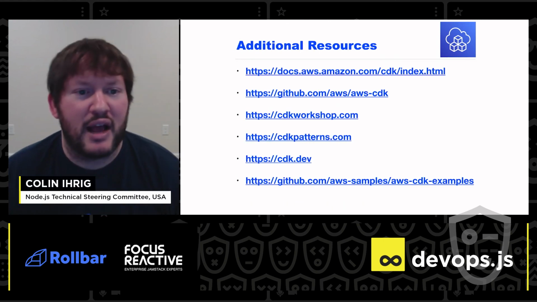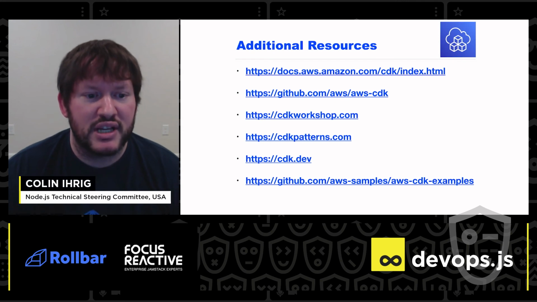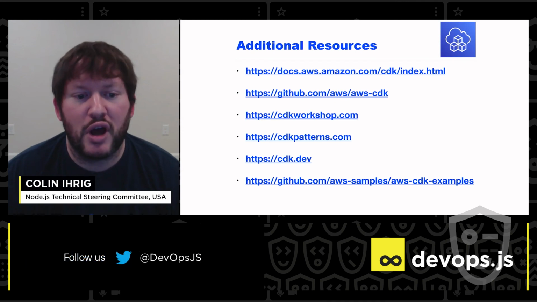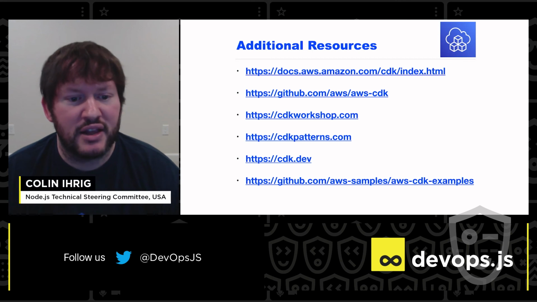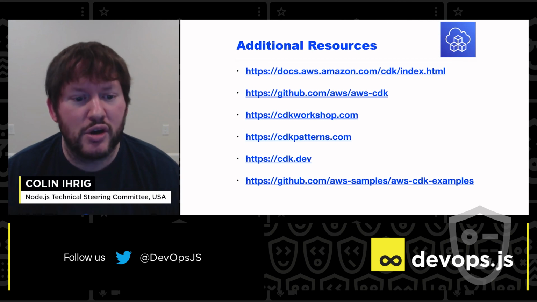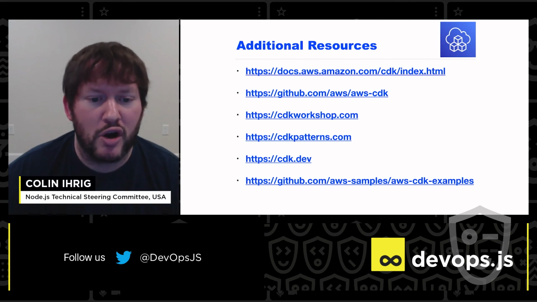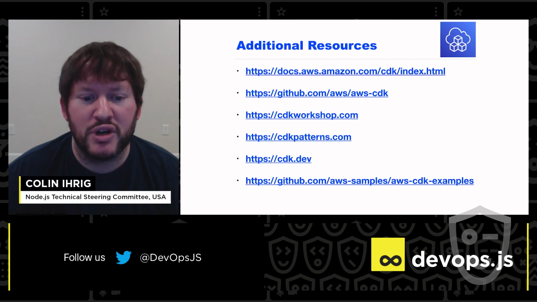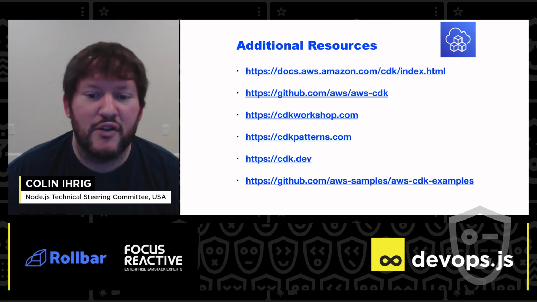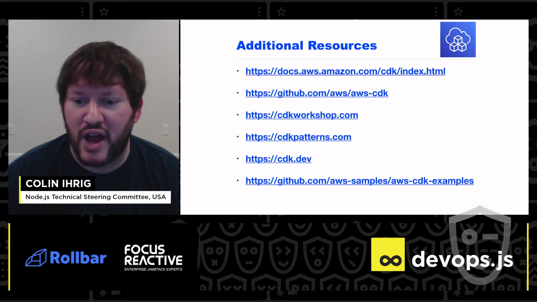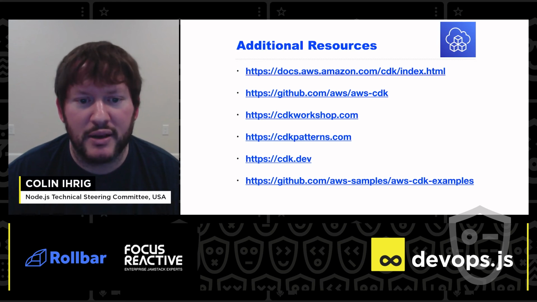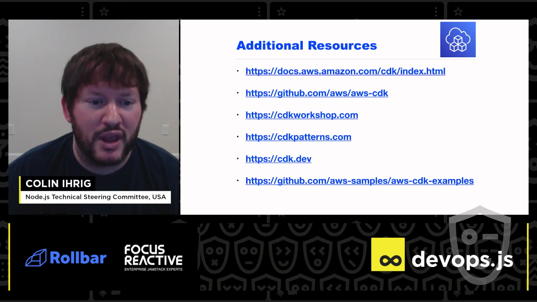And then finally, I wanted to include some additional resources here. The first link is the official documentation. The second link is the CDK source code. And then the remaining links are a combination of AWS and community created resources for learning the CDK and providing reference examples, so it can really get you up and running pretty quickly.